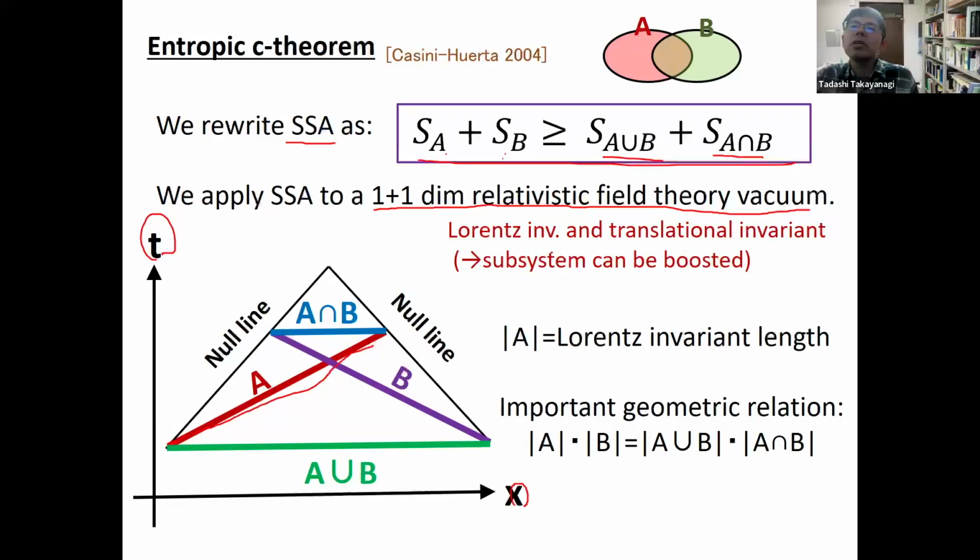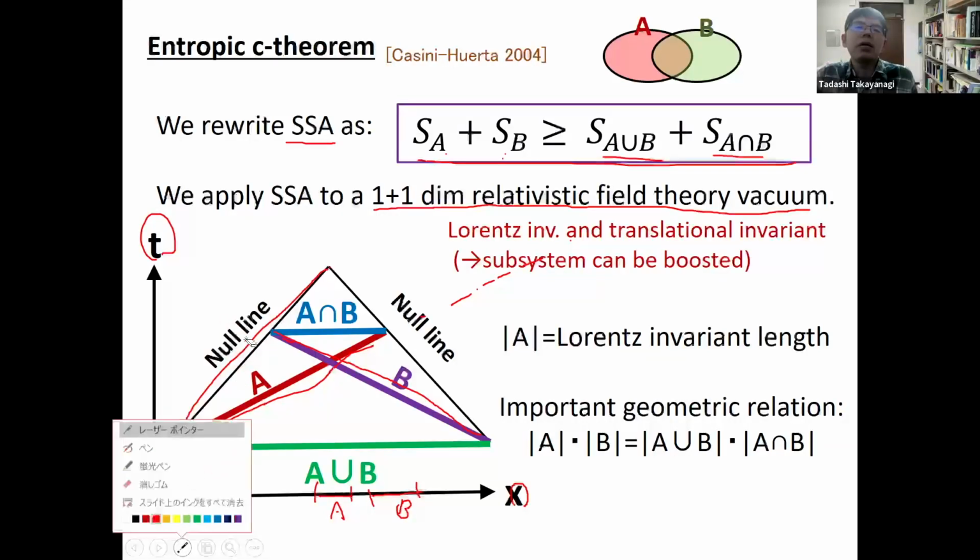So you can think this is a constant time slice by boosting time. And B we also take this way. This is also fine. Naively, you might want to take B and A like this, but this is not necessary because we can boost this subsystem B. Then relativistic causality says that this black line is a null line, a light line. We choose that one.